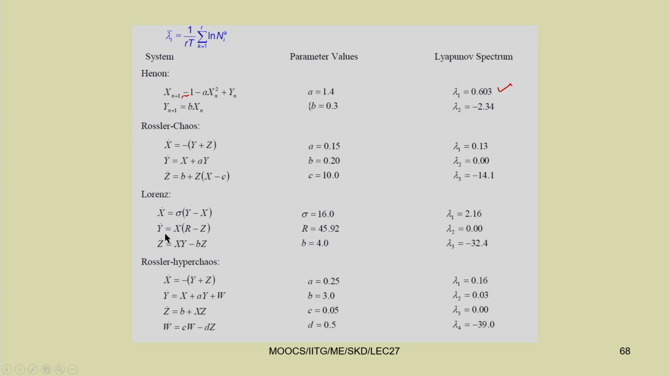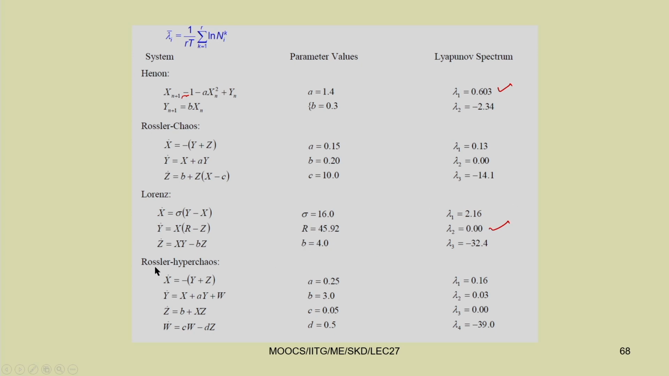Similarly, for Lorenz attractors, we have x dot equal to sigma into y minus x, y dot equal to x into r minus z, and z dot equal to x y minus b z. So, sigma, r, b are the parameters. Here you can see one of the chaotic attractors: one Lyapunov exponent is 0, one is positive and the other is negative. So, here you can also find this is a chaotic attractor.